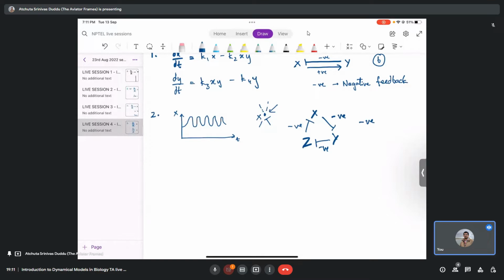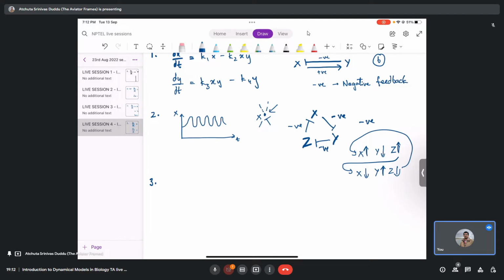So here, as X increases, Y decreases, Z increases. That will push X down, and then Y increases and Z goes down, which again goes to here, right? So that is essentially the kind of behavior we're looking for. So negative feedback circuits are the ones which tend to give oscillations more.